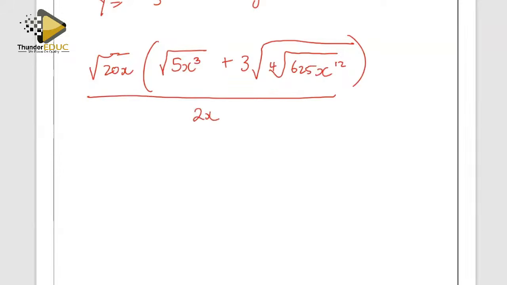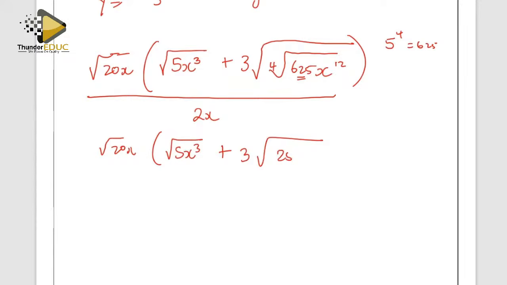Okay, so step number 1, there are many ways of doing this, okay? But I'll start with simplifying what is here, okay? So we know that the fourth root of 625 is going to be 5, because if I make 5 to the exponent of 4, I'll get 625. And then this 12, I'll have to divide it by 4 to give me a 3. So it's like root 20x times 5x cubed plus 3 square root of, we said 25, x to the, when I divide by 4, I'll get a 3.